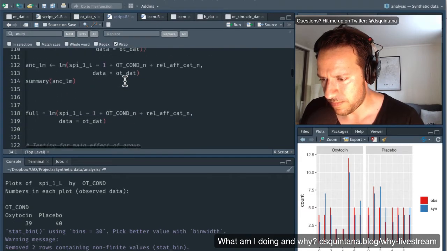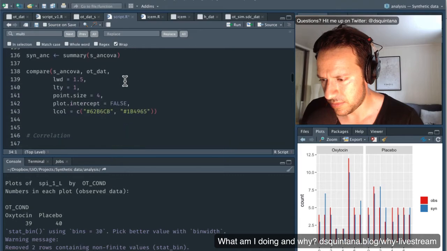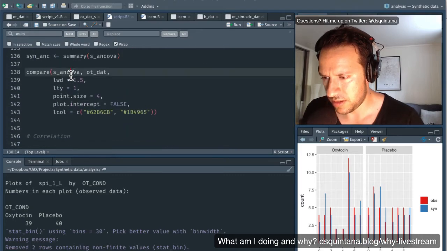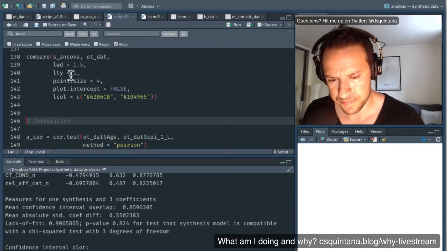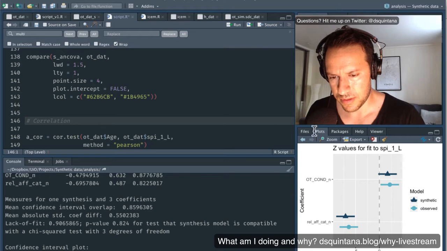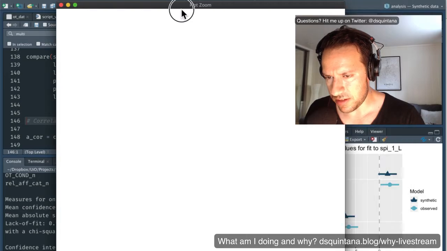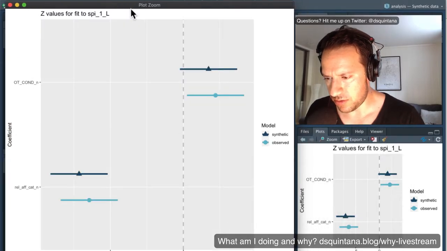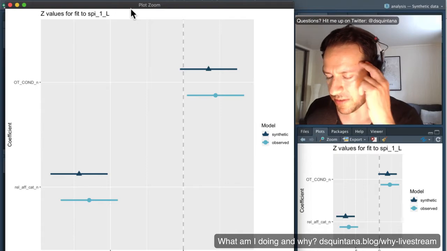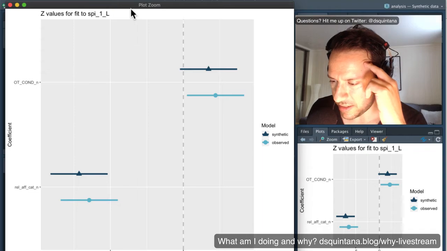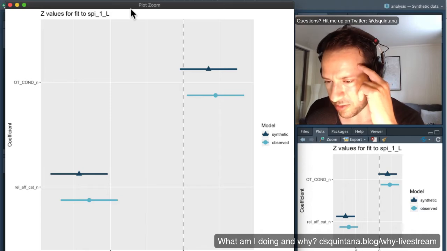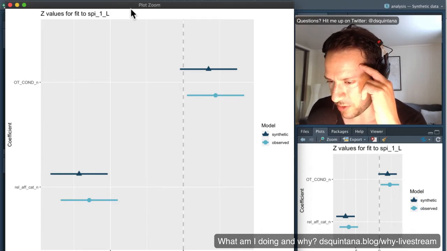To the main ANCOVA. I believe that's the one. So this is, speaking of direct specific utility, looking at the specific utility of the model. The main outcome that we want to demonstrate with our synthetic data is that there is an effect of oxytocin nasal spray on self-reported spirituality once you account for religious affiliation.